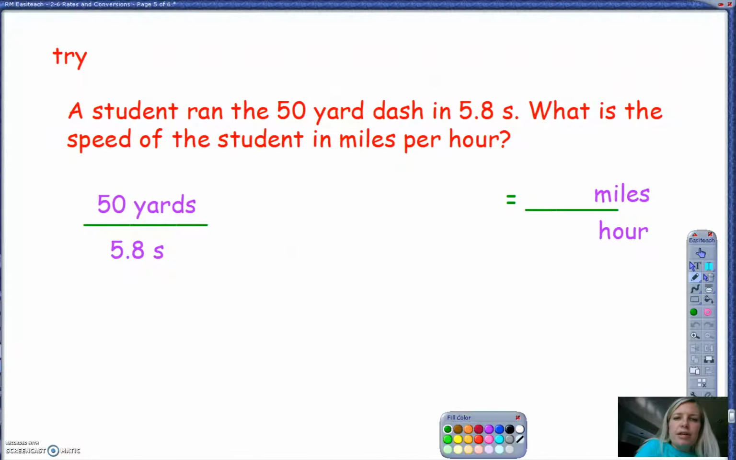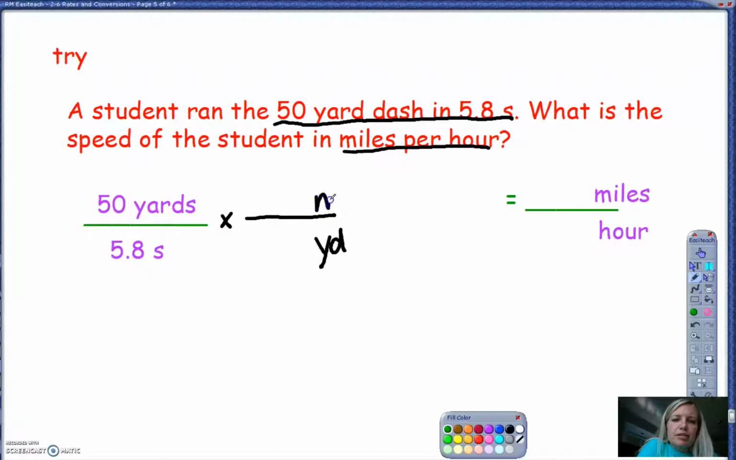Okay, we have one more I'd like you to try. I'll get you started and set you up, but then I'd like you to fill it in and we'll go over it in class. A student ran the 50-yard dash in 5.8 seconds. What is the speed of the student in miles per hour? Okay, so we take what's given, 50 yards in 5.8 seconds. We write that. And we want to change it to miles per hour, so I put that at the end. Our first fraction, we want to get rid of yards, and we want to change it to miles. So you have to go look up your conversion there, fill in your units. Yards will cancel out.